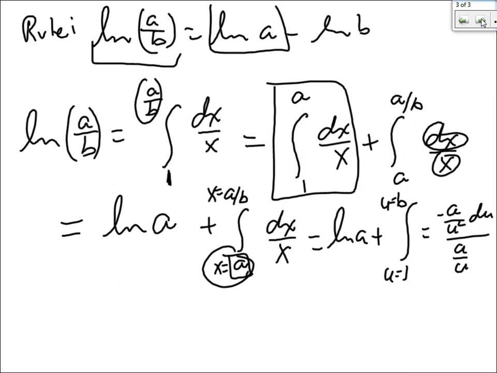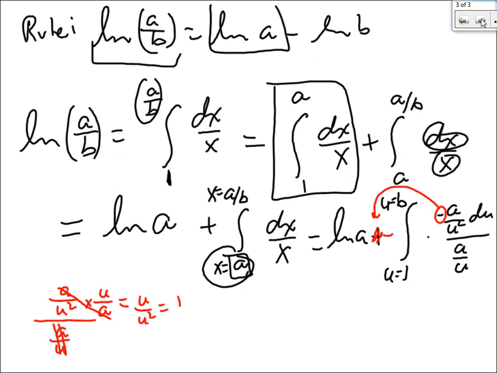Now, I'm not sure where I put equal. The first thing I'll say is, let's bring out this minus, so now it's minus. So what is a over u squared divided by a over u? Well, instead of dividing by a over u, we can multiply by the reciprocal. And the a's cancel out. You get u over u squared, which is 1 over u.